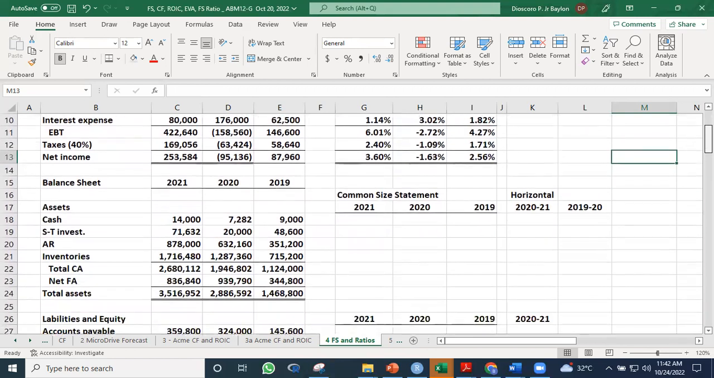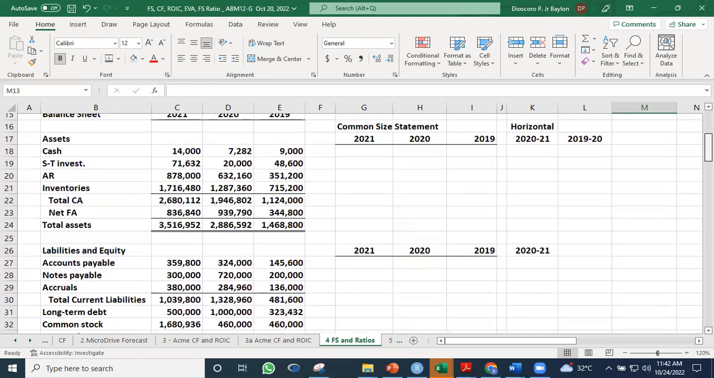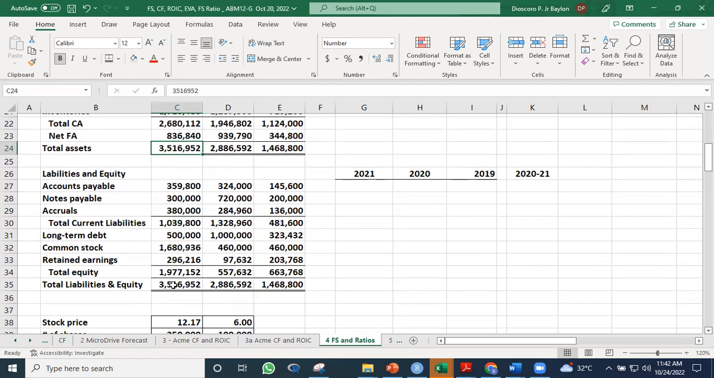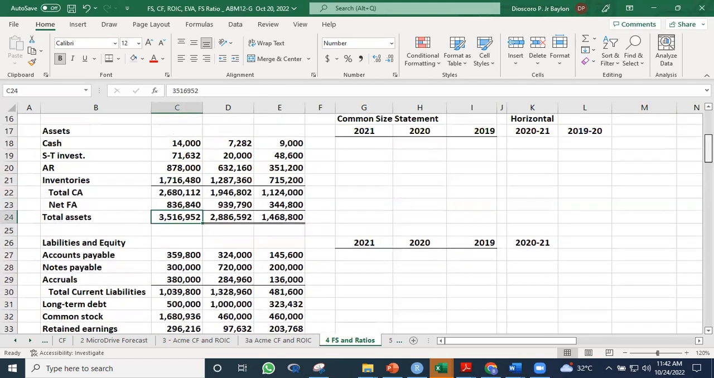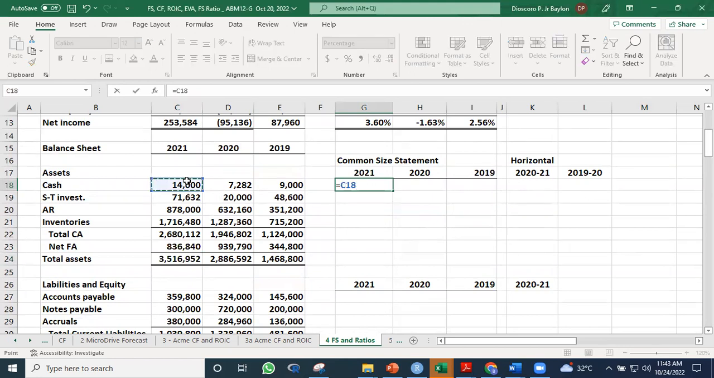Okay, now for the balance sheet, the common size statement will be based on the total assets, which is also equal to the total liabilities and equity. So either total assets or total liabilities and equity. So let's do that. So this is equal to cash divided by total assets. And then F4 natin. Okay. Control Enter.